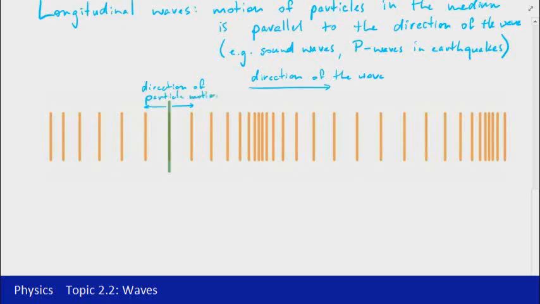Now the next thing that we need to identify is this little region here. That's known as a compression. So the particles in the medium are being squeezed together or compressed together. Alternatively to that, we then have this region here that we would call a rarefaction. R-A-R-E-F-A-C-T-I-O-N. So rarefaction relates to the word rarefied. So the particles are being rarefied, they're being spread apart there.